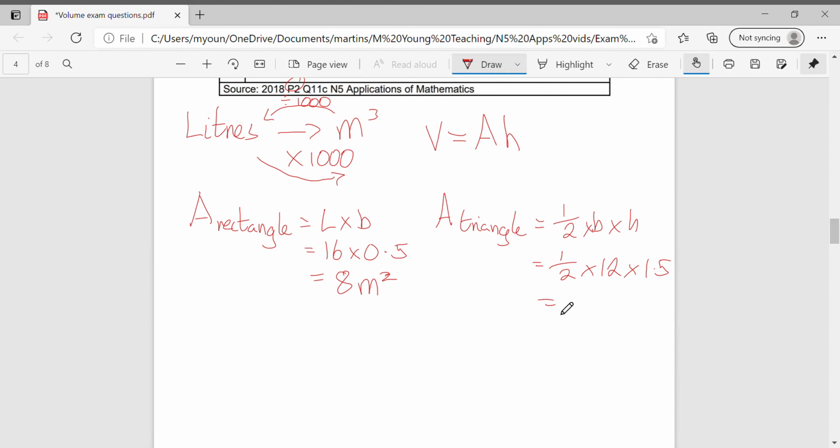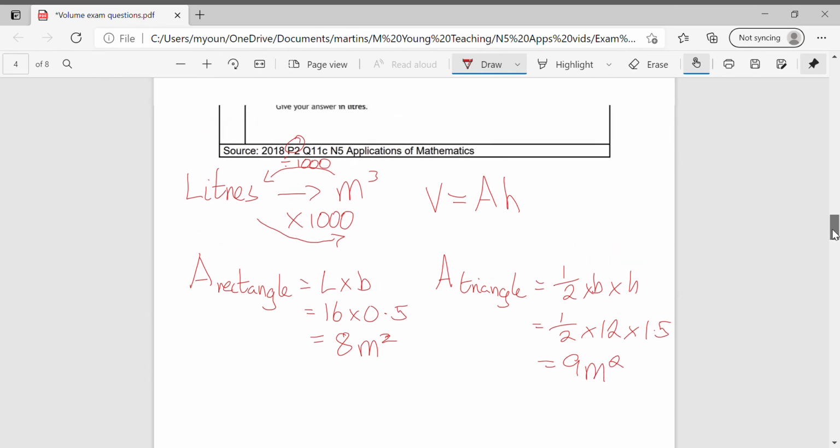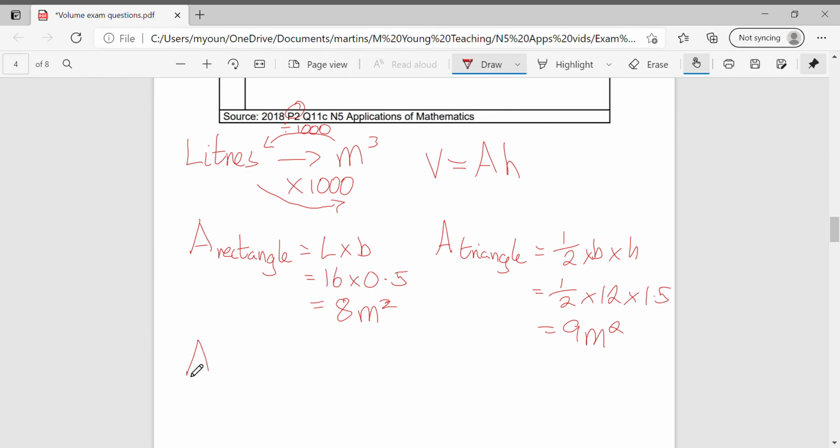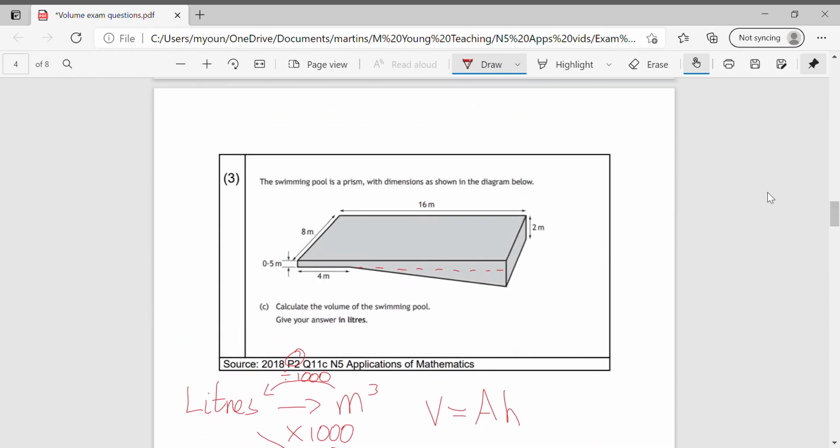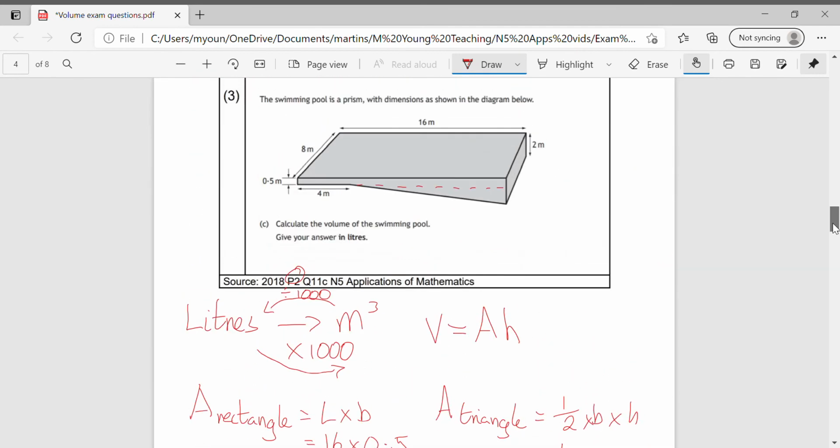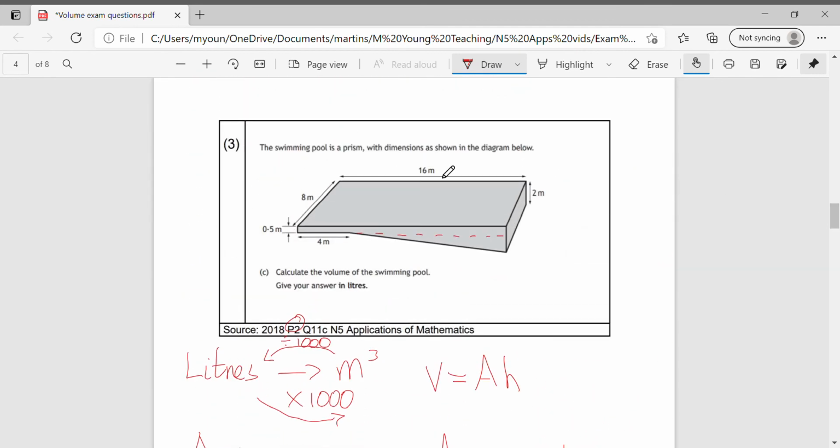Which is 9. And again, it's going to be meters squared. So now let's get the total area, and then I can use that to do the volume of the prism. So 8 plus 9, that's obviously just 17 meters squared. And then to work out the volume of the prism, I'm just going to work out how far back it goes. And what you can see from the diagram is it goes 8 metres back the way.